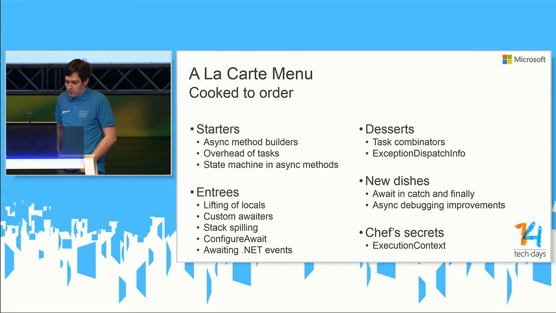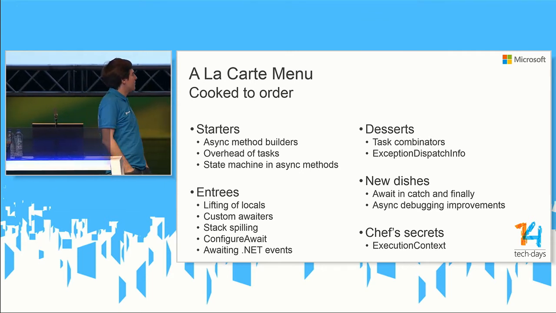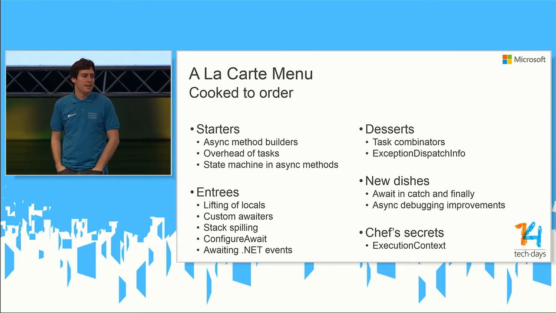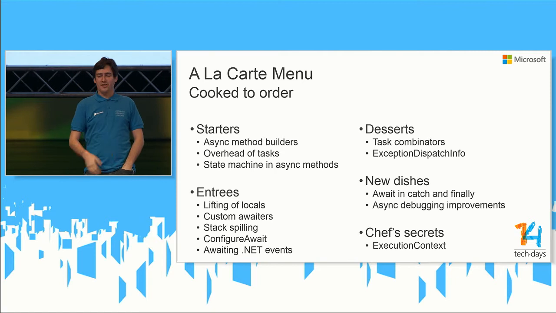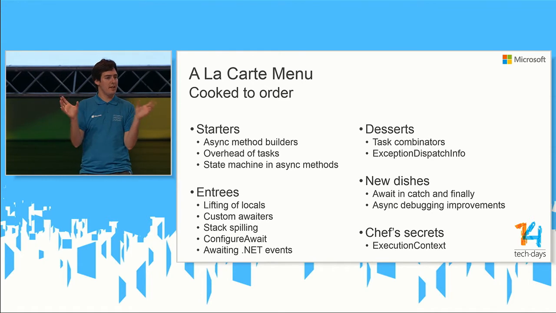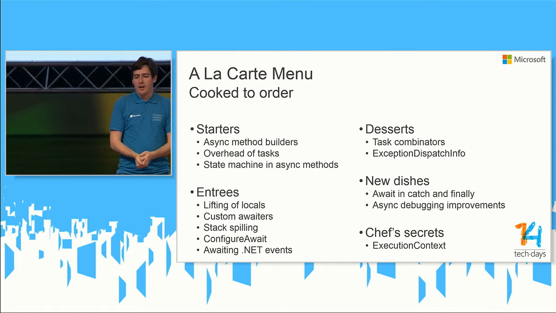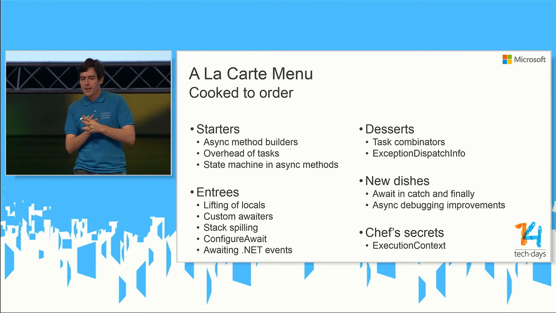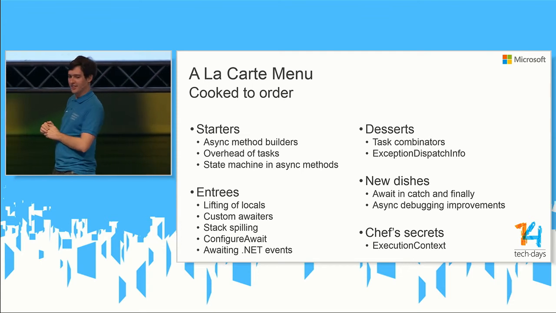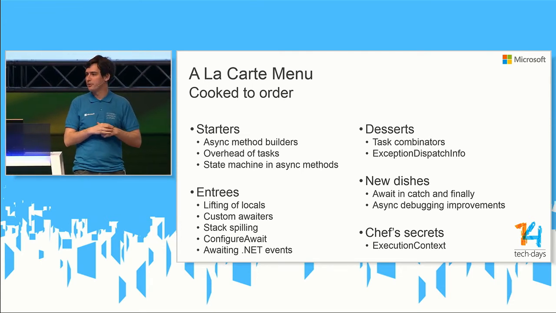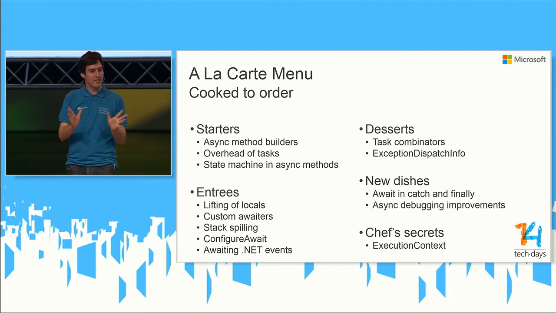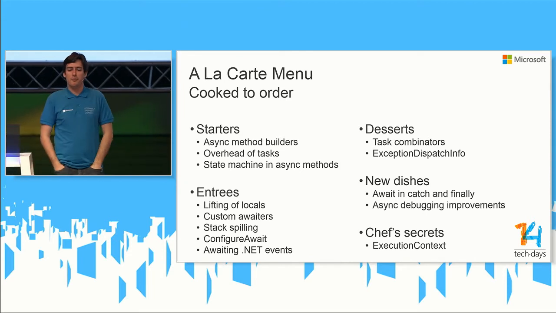So I divided it into a number of different sections over here. We have some starters, which I don't necessarily consider to be lightweight. Instead, it's more like fundamental knowledge, so that you have the framework to think about async methods and how they actually execute. Then we have entrees. I'll be talking about a bunch of interesting things. I could highly recommend a couple of things in there that are really going to blow you off your socks. Things like stack spilling are very, very fun, and awaiting .NET events is some nice extensibility point with awaiters.